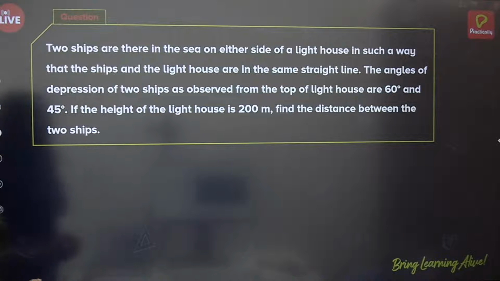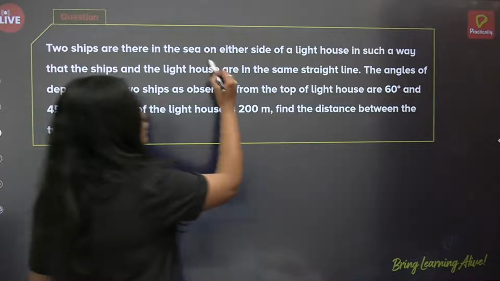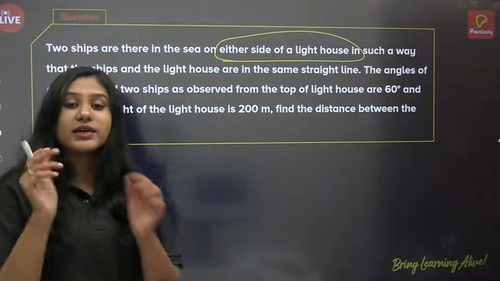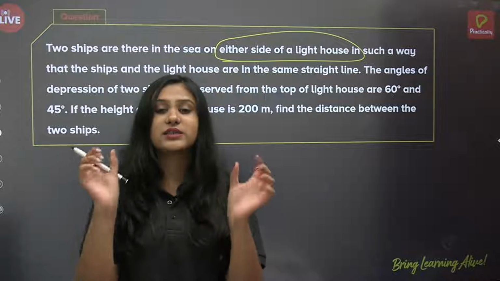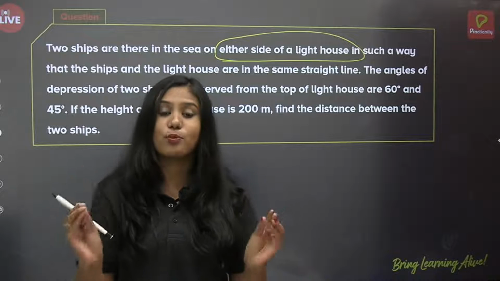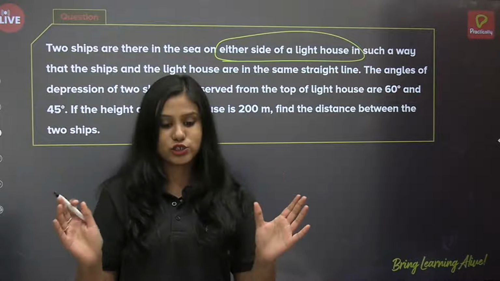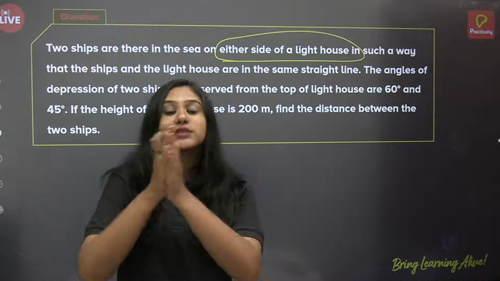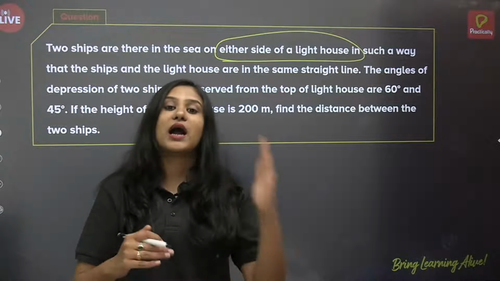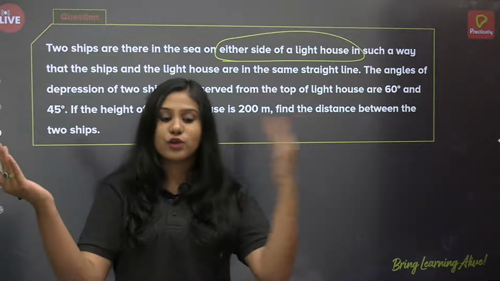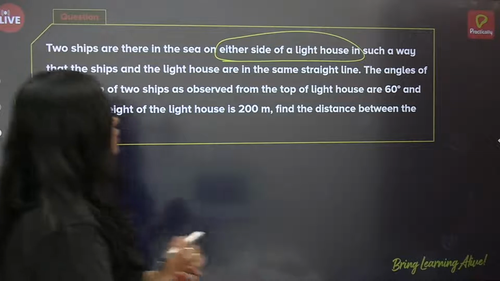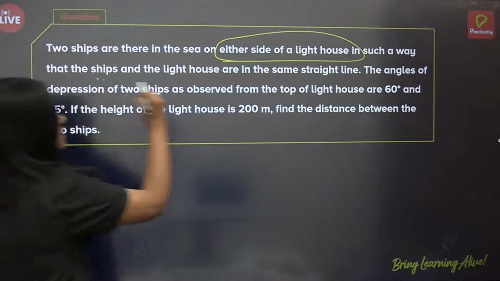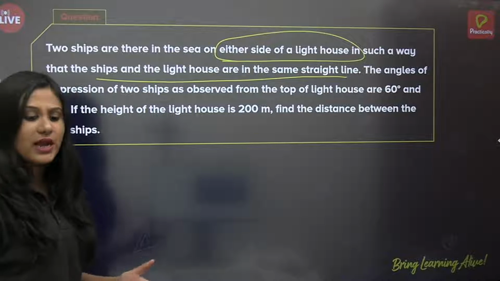Two ships are there in the sea on either side of the lighthouse. Either side or the same side, these are the major important phrases in the question. If it is the same side, you have to take the ships on the same side of the tower. If it's on either side, then you have to take them on the opposite sides, correct? In such a way that ships and lighthouse are in the same straight line.